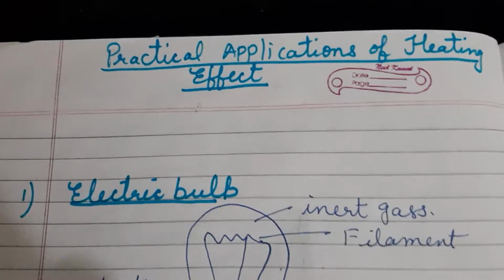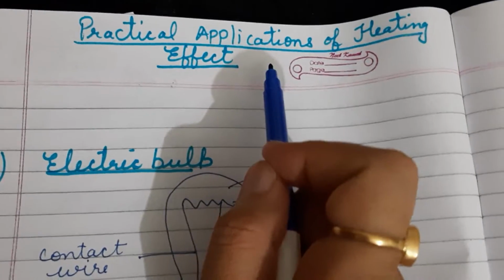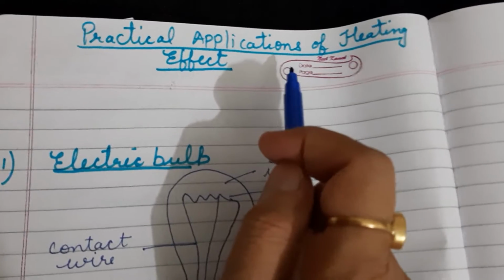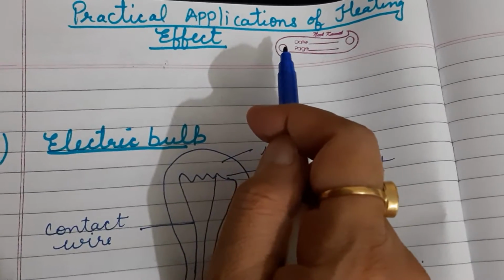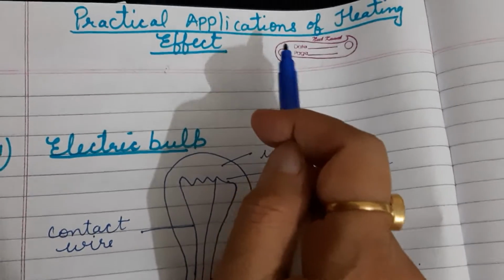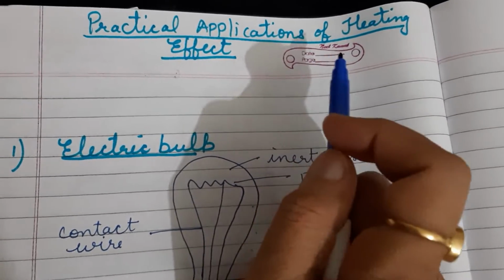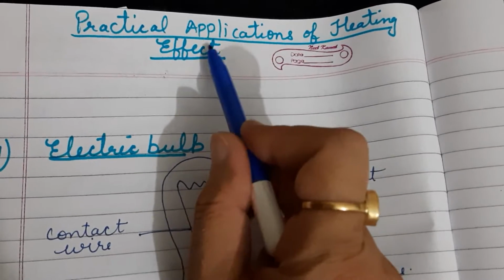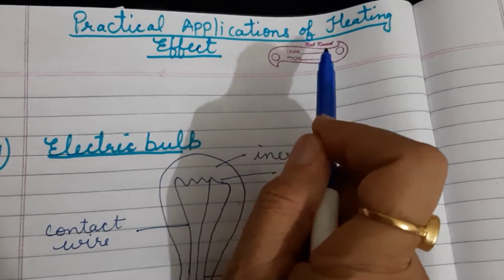In this video, we will study the practical applications of the heating effect of electric current. We know what the heating effect of electric current is. When electricity passes through a conductor, some amount of electrical energy converts into heat energy. This is known as the heating effect of electric current. This heating effect has so many practical applications in our everyday life.